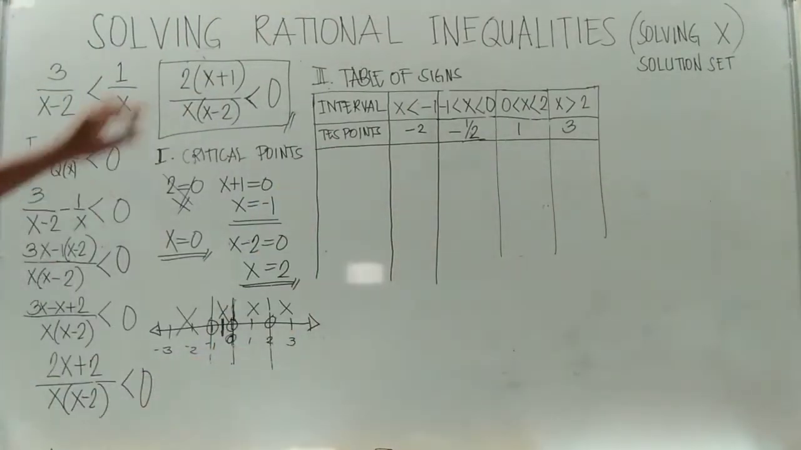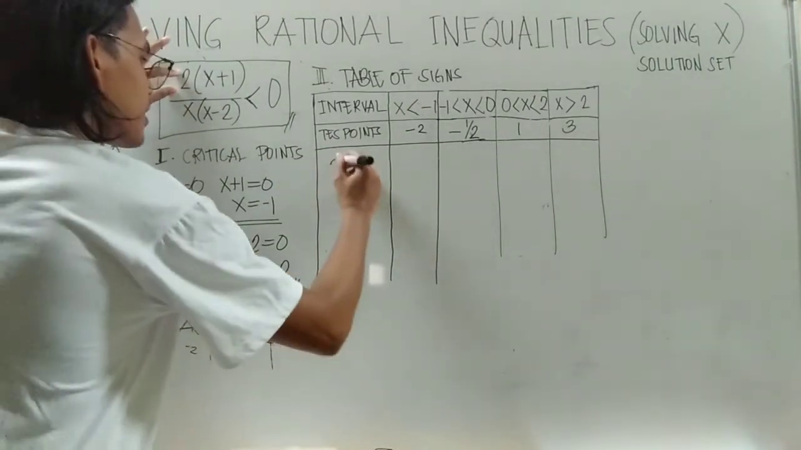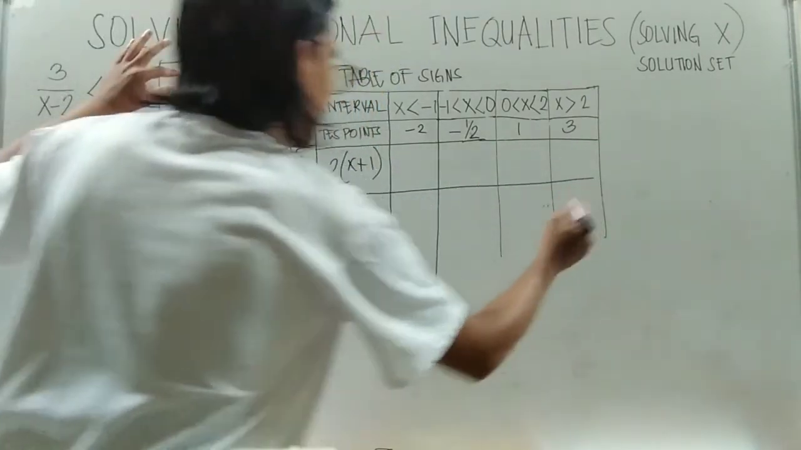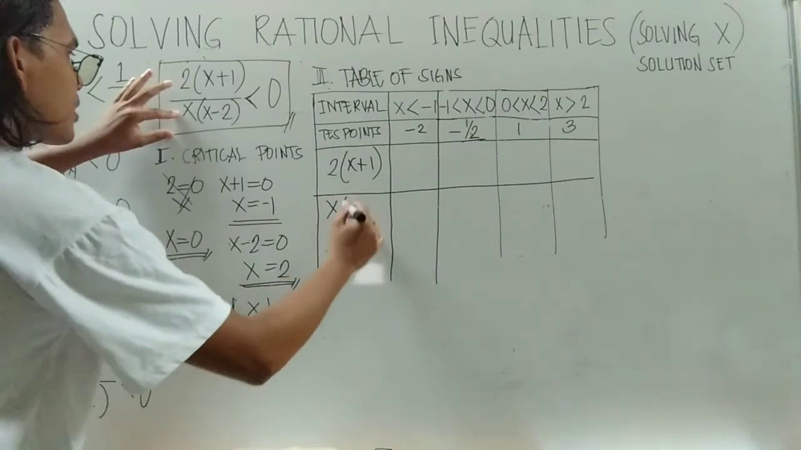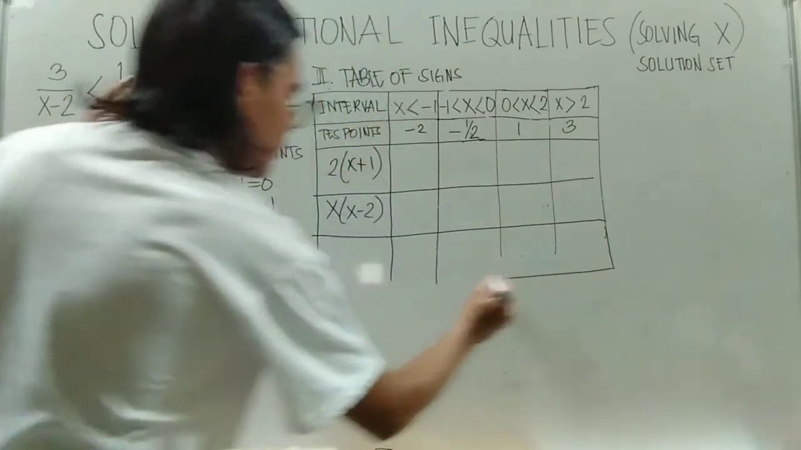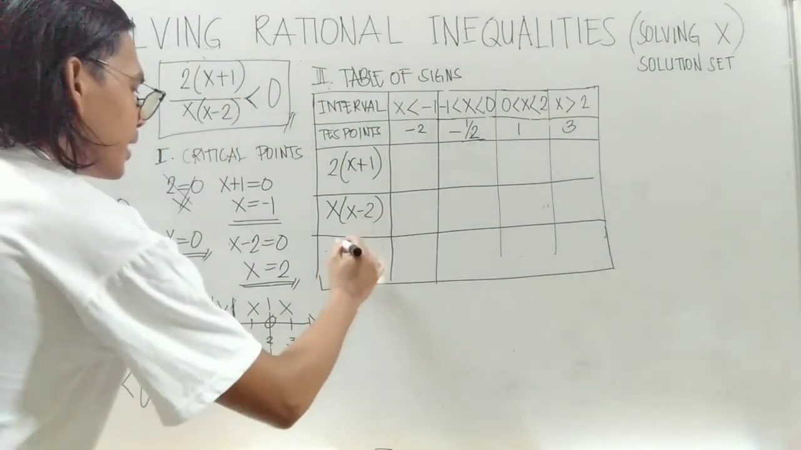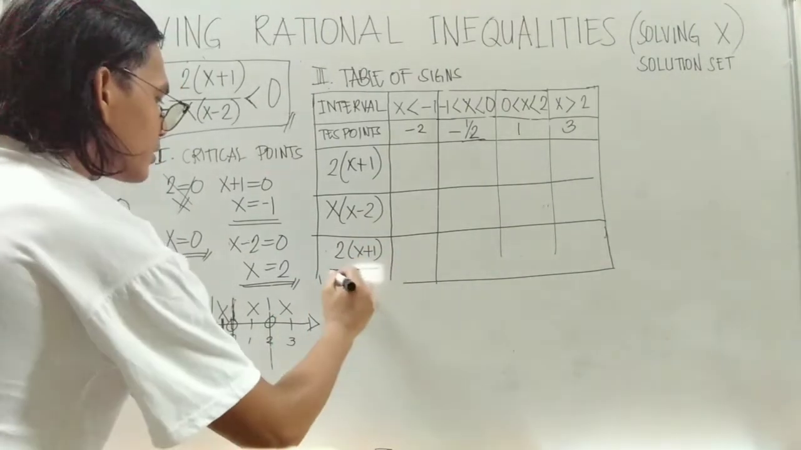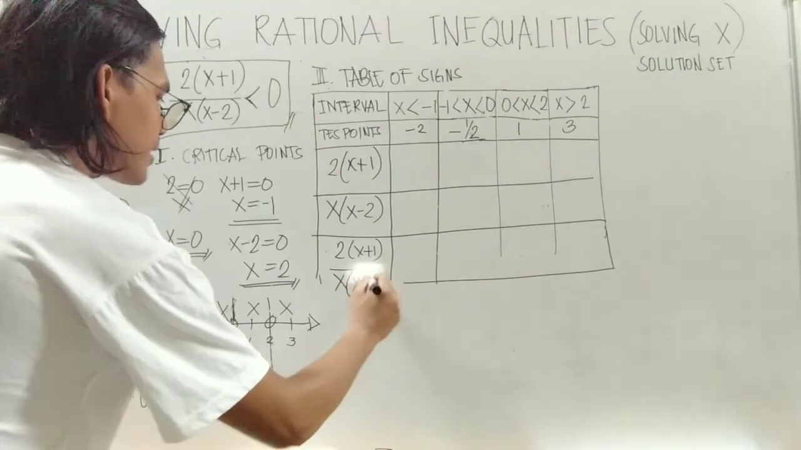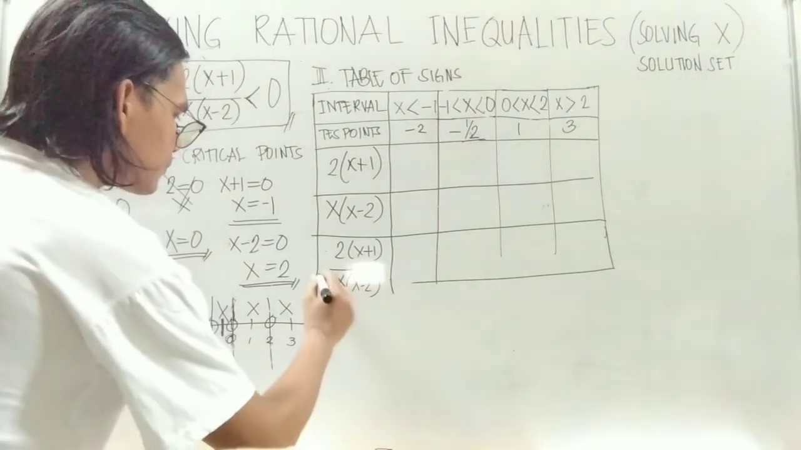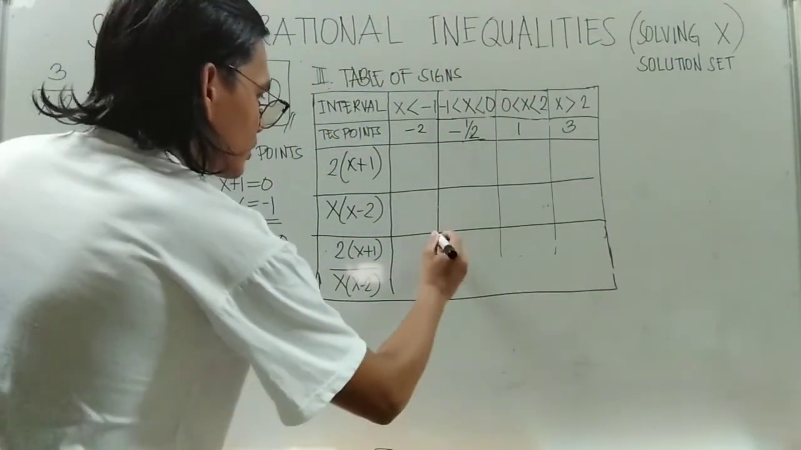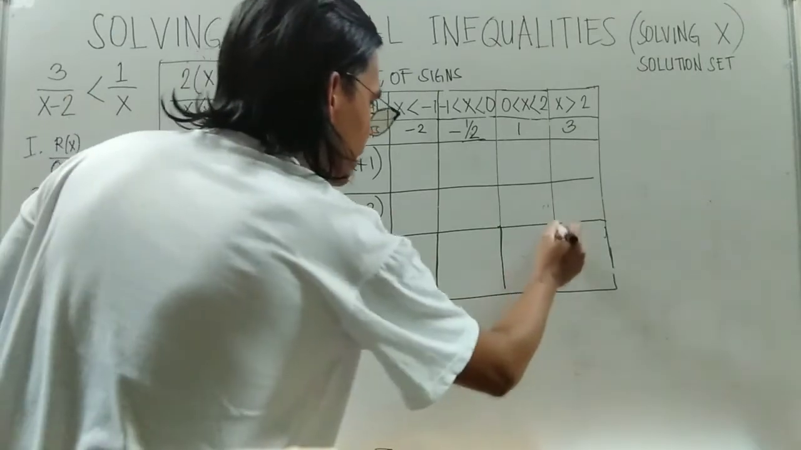Then we will copy your numerator, which is 2 times the quantity of x plus 1. Then another column for your denominator, which is x times the quantity of x minus 2. Then another column for both the numerator and the denominator. So we have 2 times the quantity of x plus 1 over x times the quantity of x minus 2. Okay? So that will make our table of signs.